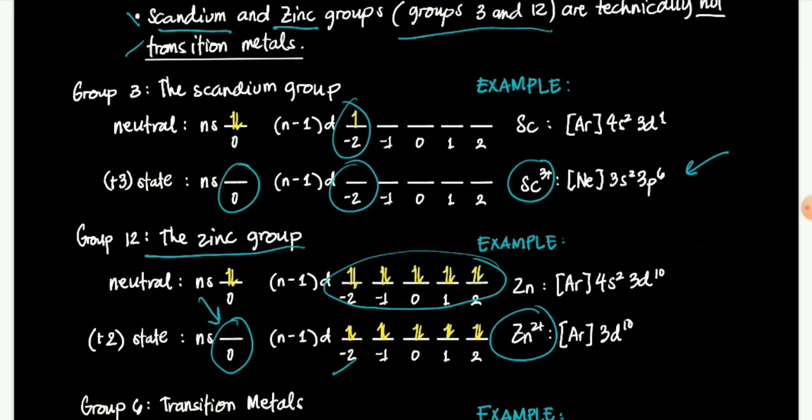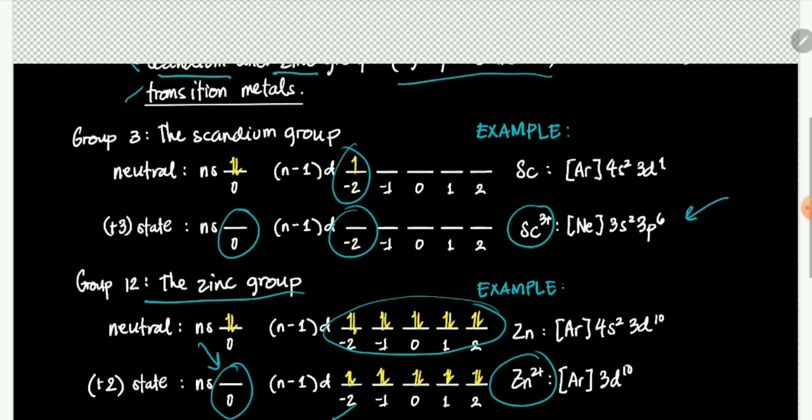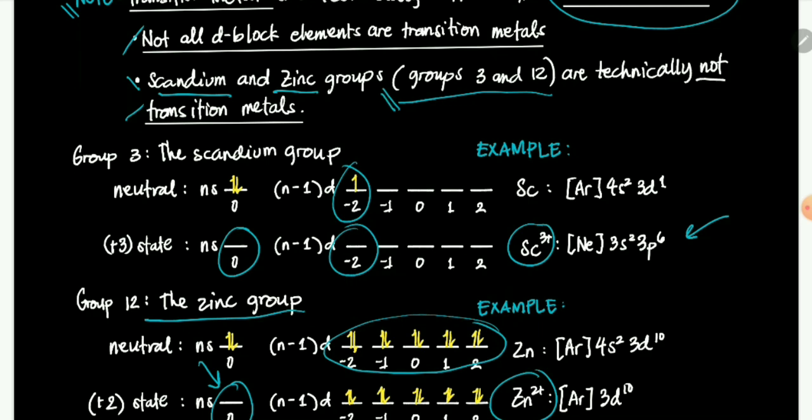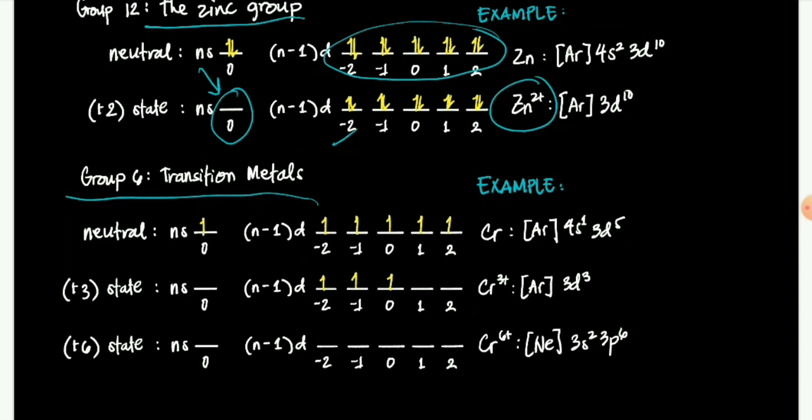Okay? So, kapag transition metal naman, okay, yun yung mga from groups 4 to 11, okay? Kasi 3 and 12 yung ating scandium and zinc groups. So, yung transition metals natin ay nasa group 4 to 11. Okay? So, kapag neutral, makikita natin, for example, yung chromium, meron siyang 4s1 3d5. Okay? So, half-filled yung kanyang 3d and yung kanyang 4s.